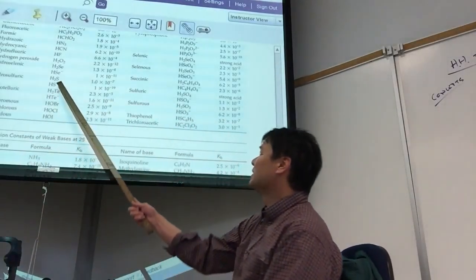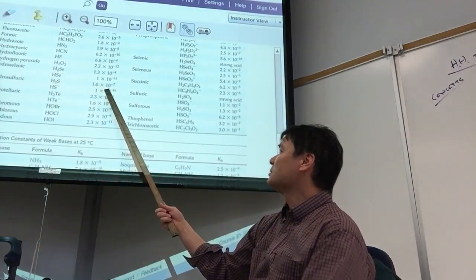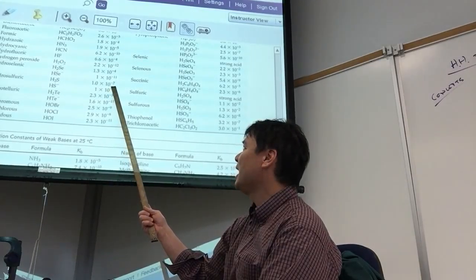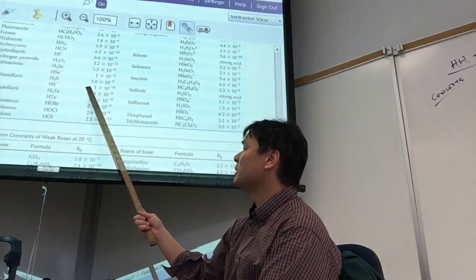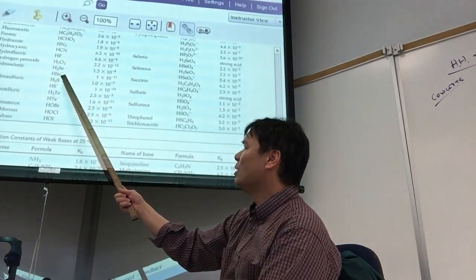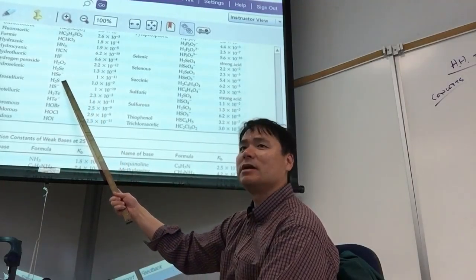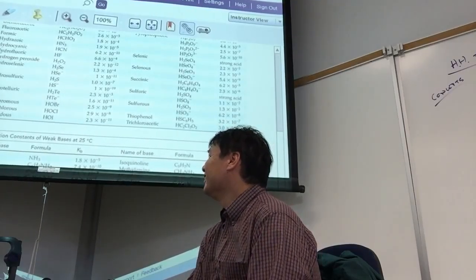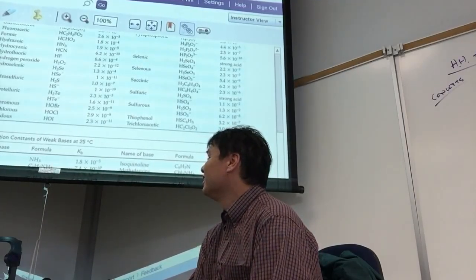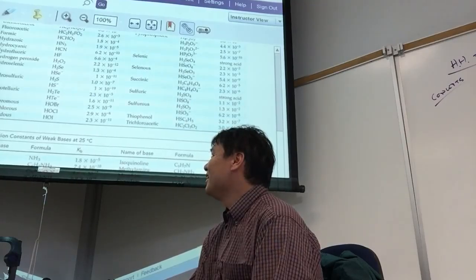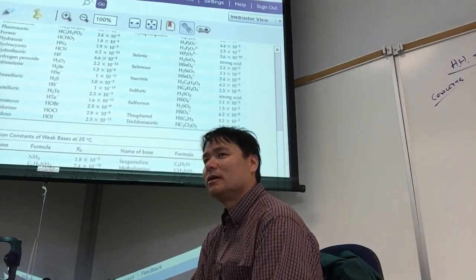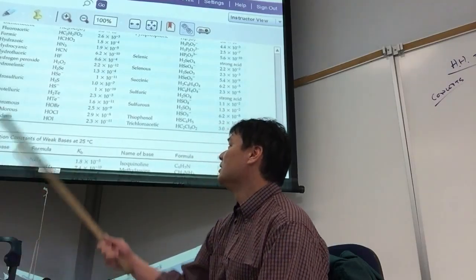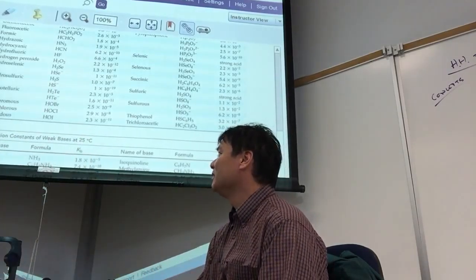Hydrosulfuric acid is perfect. 1.0 times 10 to the minus 7, which is a pKa of 7.00, which would give us a pH of 7.00 with a 1-to-1 mixture of H2S and HS minus. That would be perfect. Except for 3 things. One, the smell of H2S is awful. It smells like rotten eggs. And so the smell is very bad.